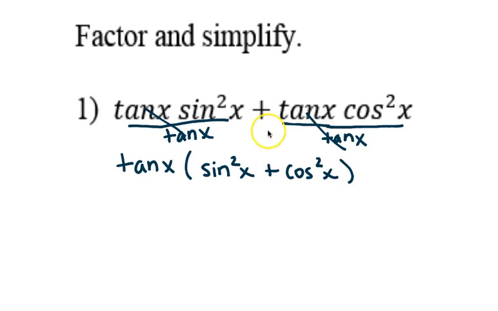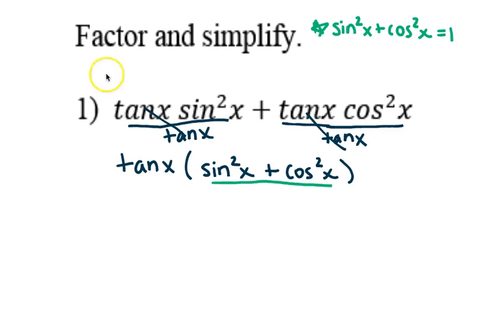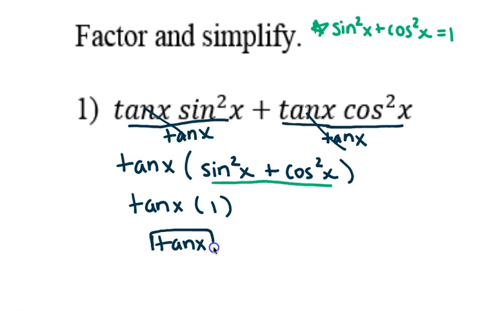Okay. And hey, look, that's a Pythagorean identity. So that's one of our identities, that sine squared x plus cosine squared x is equivalent to 1. So I can replace that whole thing with just 1. So I have tangent x times 1. That's just going to be tangent x.